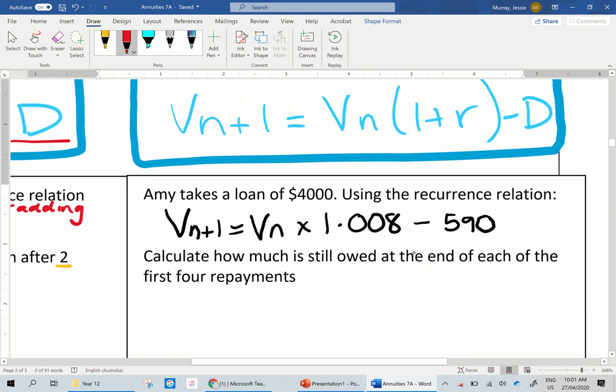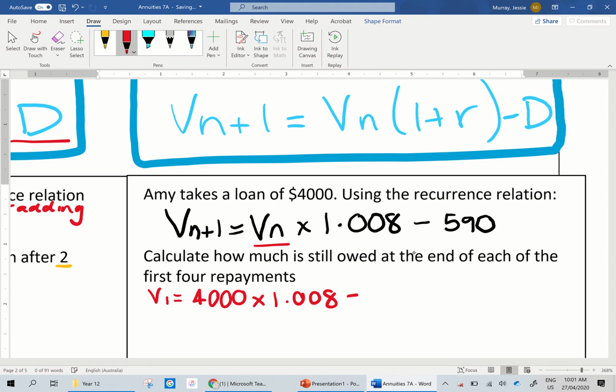So the first thing I'm going to say is, well, V1. It's the initial value. It's charged interest. But then I make a down payment of $590 to pay it off. Putting that in my calculator, see what I get.